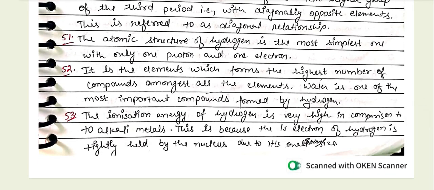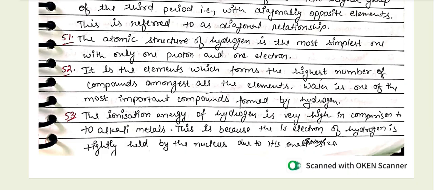The atomic structure of hydrogen is the simplest one, with only one proton and one electron. It is the element which forms the highest number of compounds amongst all the elements. Water is one of the most important compounds formed by hydrogen.